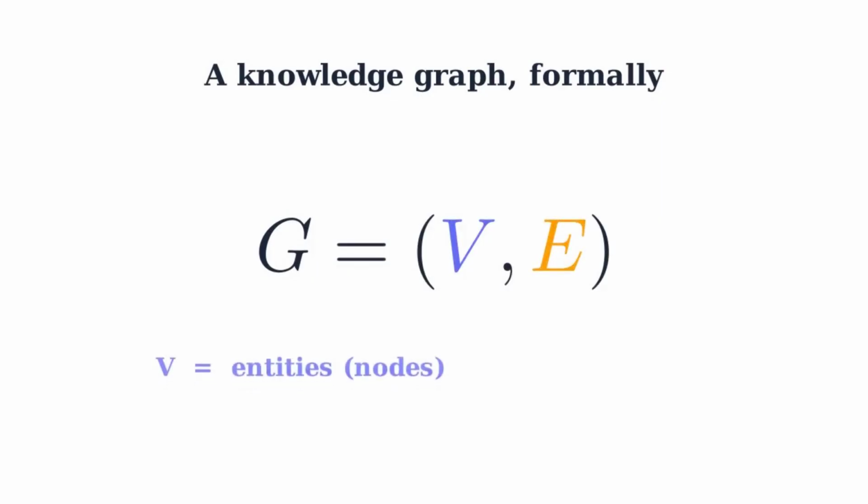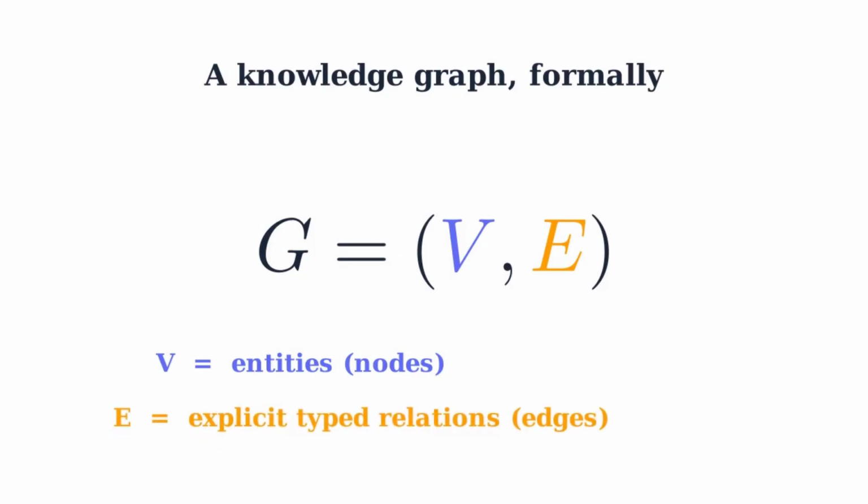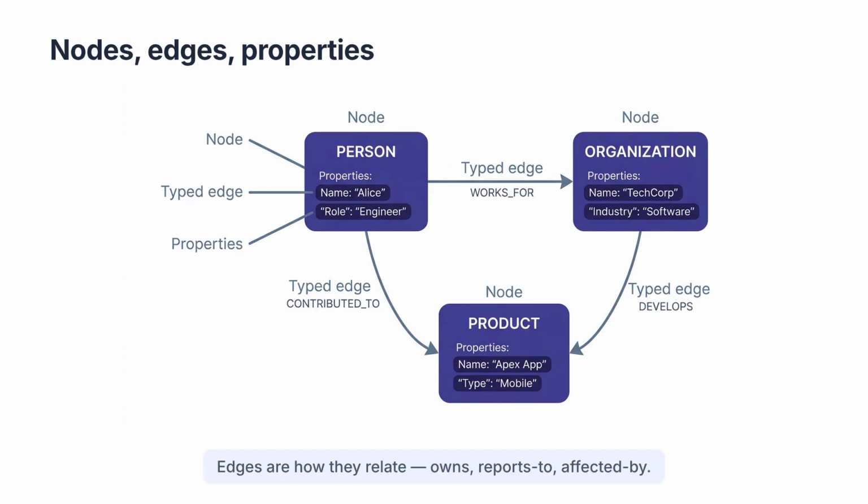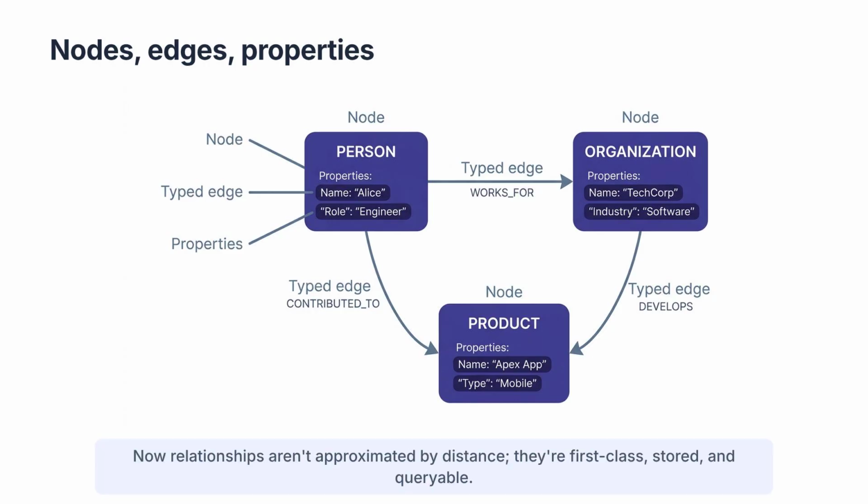A knowledge graph models your data as nodes and edges, entities, and the explicit, typed relationships between them. Formally, a graph G is a set of vertices V and edges E. Simple idea, enormous consequences. Let's ground it. Nodes are the things you care about: people, organizations, dates, products, concepts. Edges are how they relate, owns, reports to, affected by. And both can carry properties, little key-value facts attached to them. Now relationships aren't approximated by distance, they're first-class, stored, and queryable.